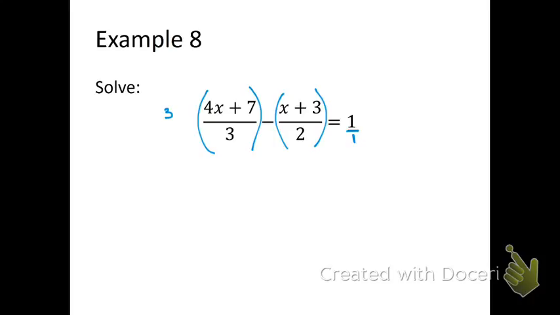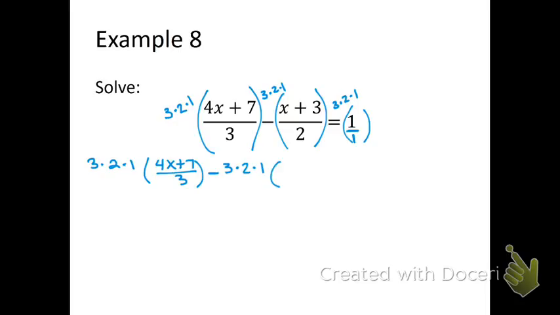The second fraction, what do we want to multiply by? Hopefully you said 2. And the third fraction here, what do we want to multiply by? Hopefully you said 1. So I'm going to multiply all three of these fractions by 3 times 2 times 1. So I got 3 times 2 times 1 times the 4x plus 7 over 3, and that's minus 3 times 2 times 1 times x plus 3 over 2, equals 3 times 2 times 1 times 1 over 1.